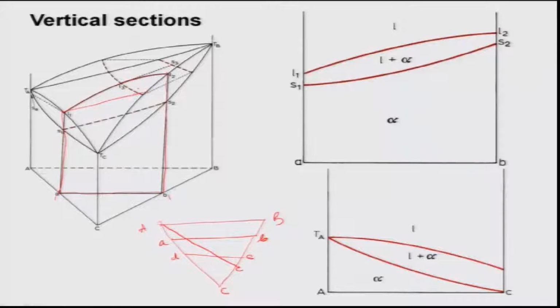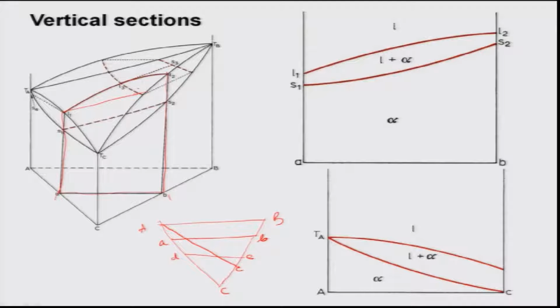That is the most important lesson you have to remember: on the vertical sections it is not possible to draw tie lines. Only on the horizontal sections can I draw tie lines, and then I can actually formulate rules and regulations for tie lines. Now, let us move on to the other things, okay.